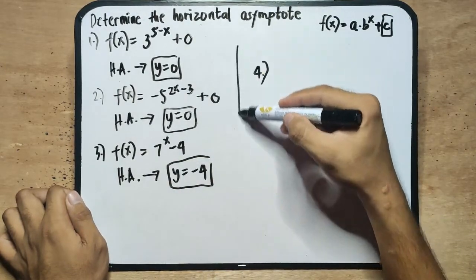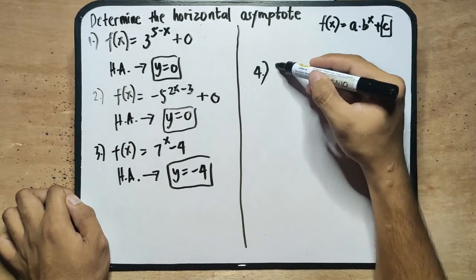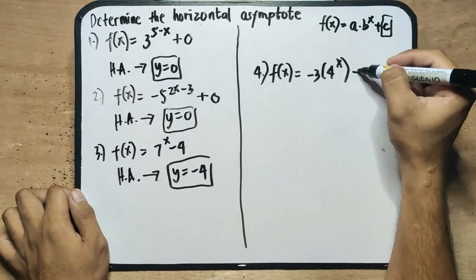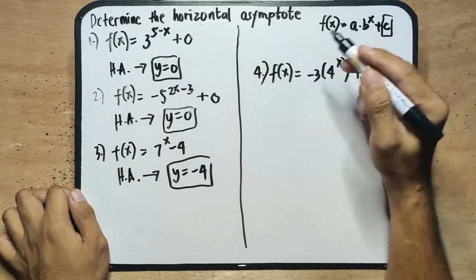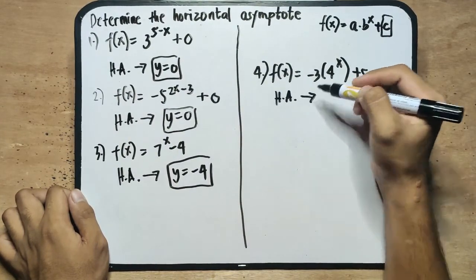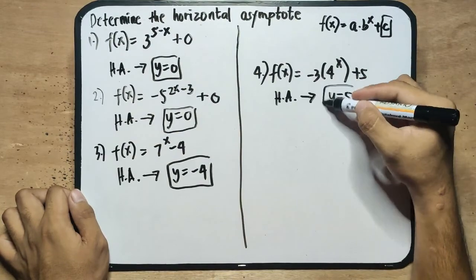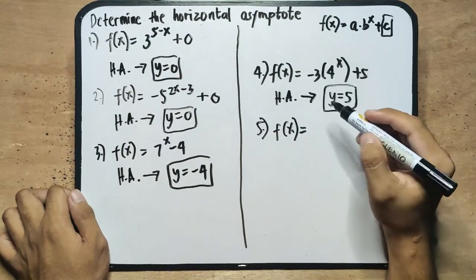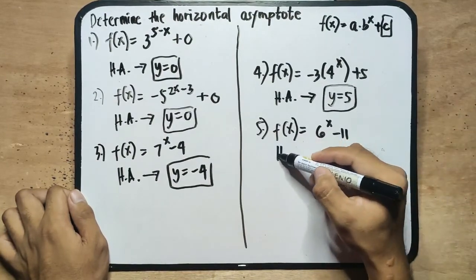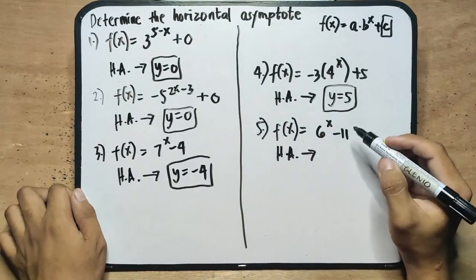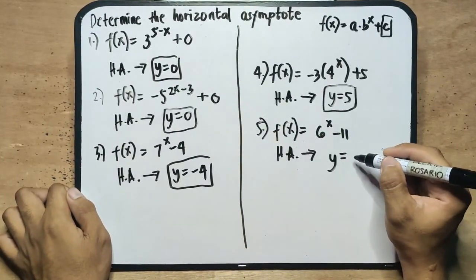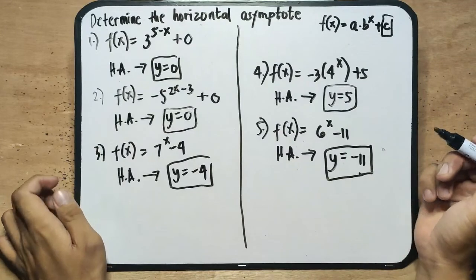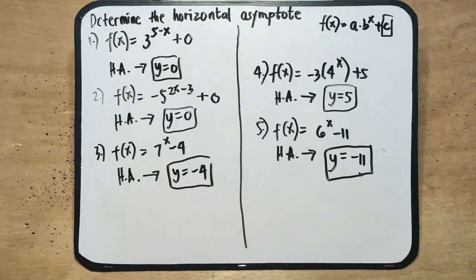So item number 4, we have f of x is equal to negative 3 times 4 raised to x plus 5. So the constant term here is positive 5. Therefore, our horizontal asymptote is at line y is equal to 5. And item number 5, we have f of x is equal to 6 raised to x minus 11. We have the constant term, which is negative 11. Therefore, our horizontal asymptote is at line y is equal to negative 11. So this is how we determine the horizontal asymptote of an exponential function. Okay?